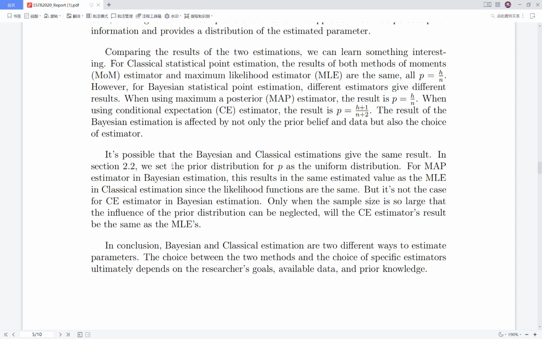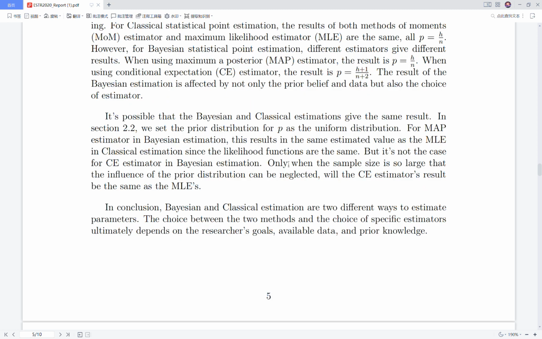It is also possible for Bayesian and classical estimation to give the same result. For MAP estimation in Bayesian, it is only because we set the prior distribution as a uniform distribution that it gives the same result as the MLE in classical estimation. But it's not the case for the CE estimator, because only when the sample size is so large that the influence of the prior distribution can be neglected will the CE estimator give the same result as the classical ones.